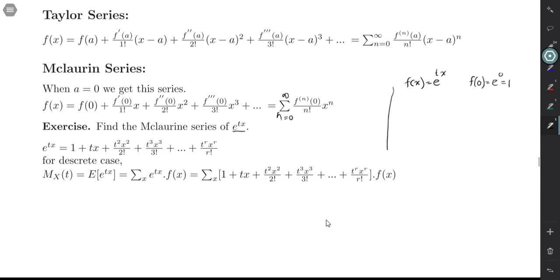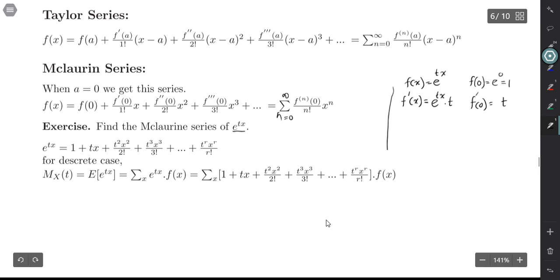Next, we need the first derivative of f evaluated at 0. So let's find the first derivative with respect to x. t is like a constant. So you get e to the tx, and by the chain rule, the derivative of tx is t. So you have t times e to the tx. If you evaluate this at 0, when x is 0, e to the 0 is 1. So 1 times t is simply t.